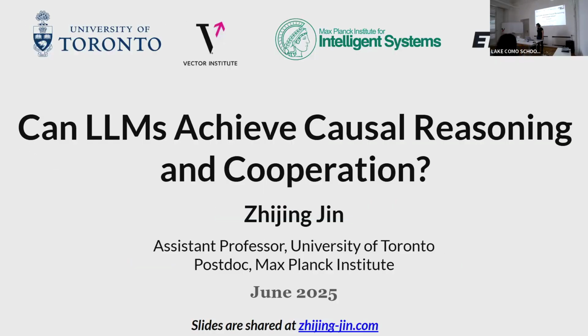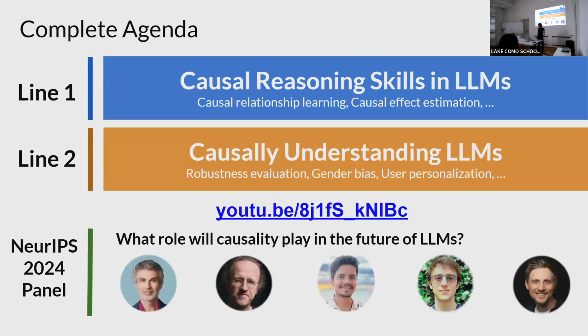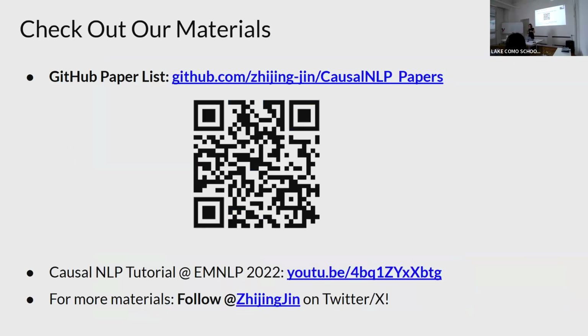I'm Jing Jing, assistant professor at University of Toronto, and also finishing my postdoc at Max Planck Institute. So the complete agenda of my research covers both causal reasoning skills in LLMs and also causally understanding LLMs. We have a longer version of both sides at NeurIPS last year, one of the largest AI conferences, together with a panel of Yoshua Bengio, Ben Hasselhoff, and many others. And in case you're interested in tracing this line of work, we also have a GitHub where you can follow most of the papers.